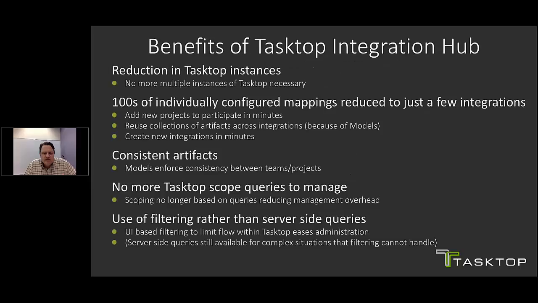So I want to cover some of the benefits of Tasktop Integration Hub, and then in just a second I'll apply them in a more real-world setting with a specific customer. So using Hub, we can reduce the number of Tasktop instances necessary. Tons of mappings are reduced to a few integrations. Because collections standardize the artifacts to be synced and then feed into integration models, new projects can be added in minutes. And more than that, new integrations themselves can be added within minutes.